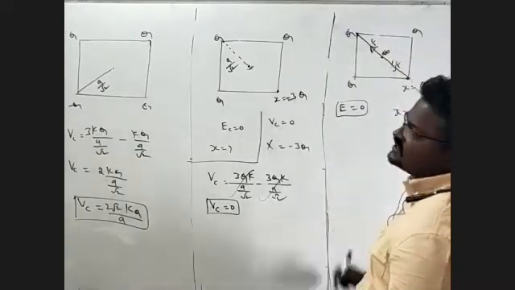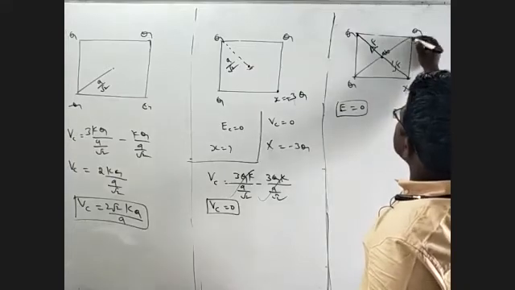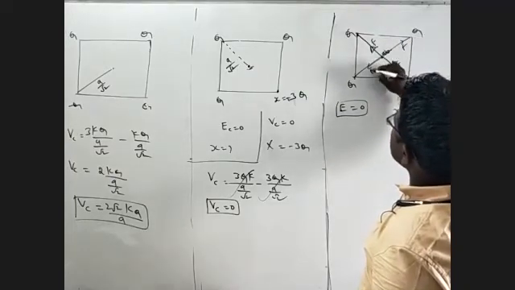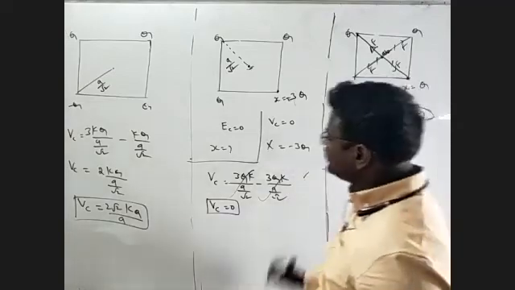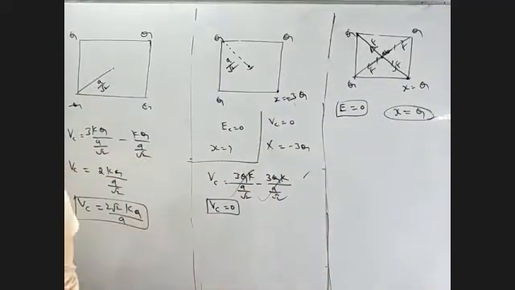Both are in the opposite direction, so they cancel. This Q repels each other in this direction, and this Q repels each other, so both cancel each other. X is equal to Q. X is equal to minus 3. Minus 3, that is your answer.